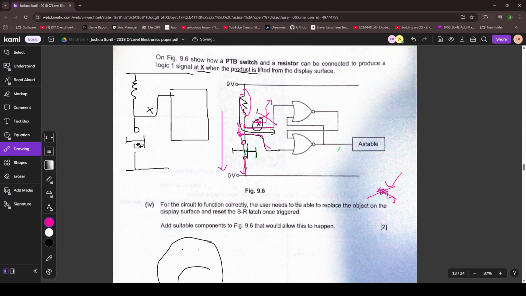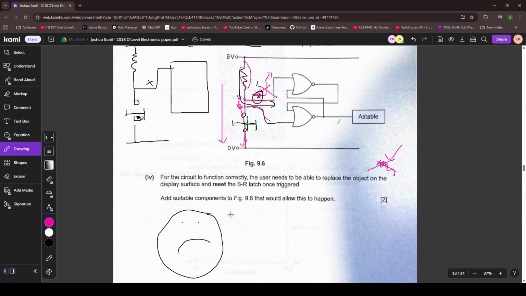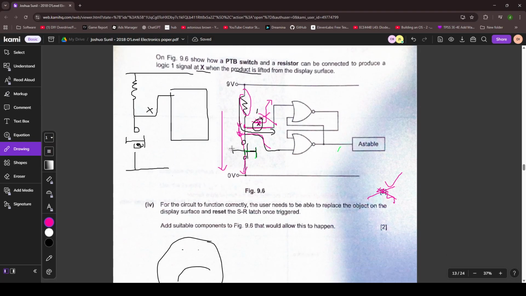For the circuit to function correctly, the user needs to be able to replace the object on the display surface and reset. Add suitable components. Okay, GG. So that means when the switch closes back, you need to reset everything. Yeah, this doesn't work because, wait, let me just erase my stuff. How do I? Okay, I don't want to erase what you drew.